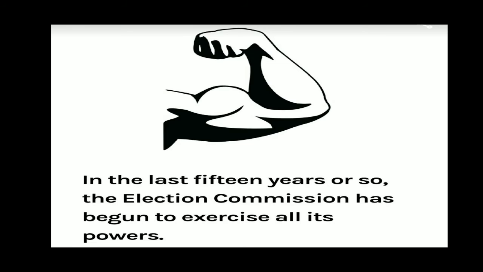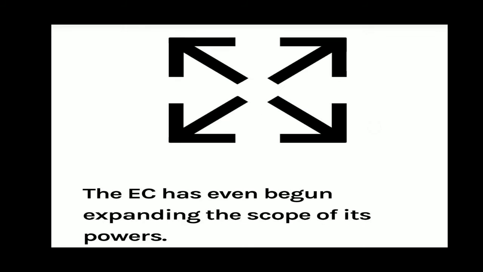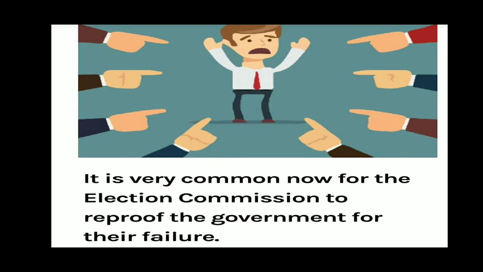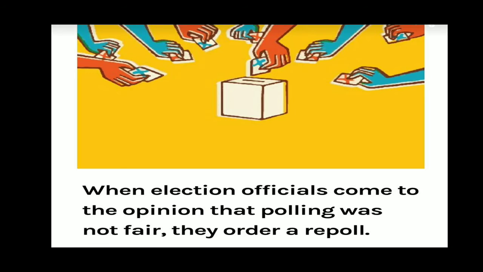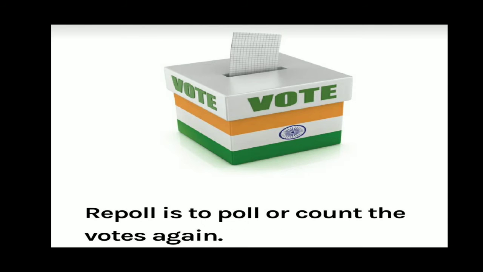In the last 15 years or so, the Election Commission has begun to exercise all its power. The Election Commission has even begun expanding the scope of its powers. It is very common now for the Election Commission to reprove the government for its failures. When election officials come to the opinion that polling was not fair, they order a repoll. So repoll is to poll or count the votes again.